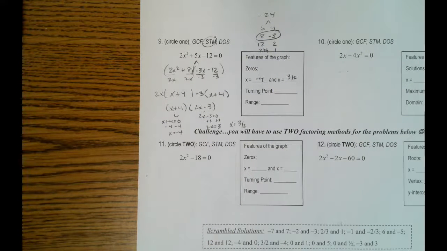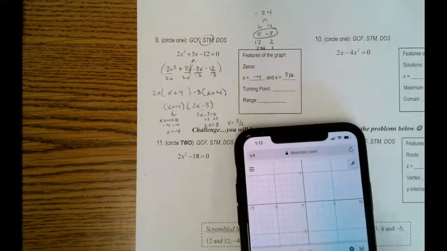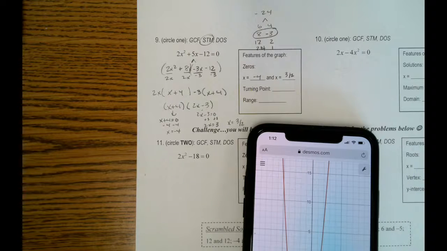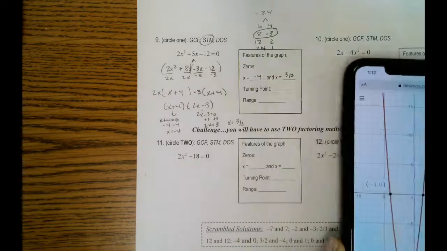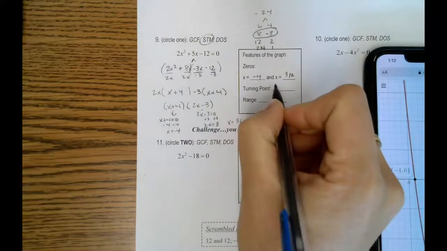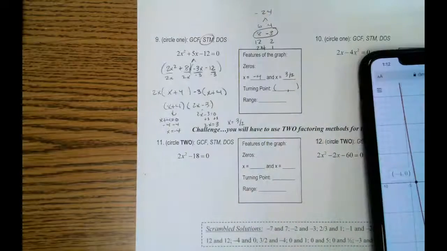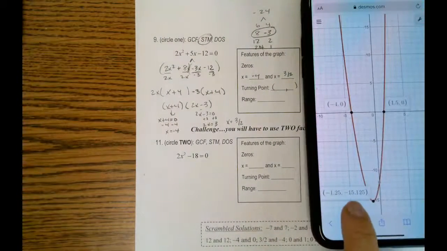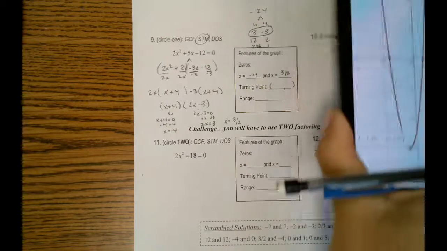Okay, we'll put this into Desmos. All right, so it looks like we have negative 4 and 1.5, which is the same thing as 3 halves. And then our turning point is the same as our vertex, which is negative 1.25, negative 15.125.